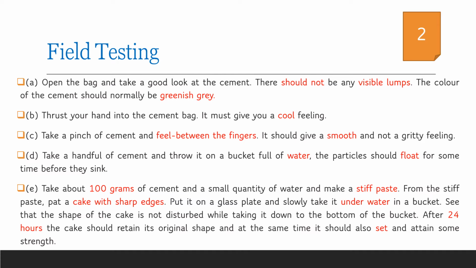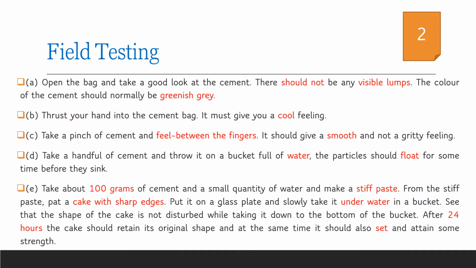For the cement to be of good quality, when we open the packet of cement, it should not contain visible lumps, and the expected color of the cement is greenish grey. On putting a hand into the cement bag, it must give a cool feeling. Also, when a pinch of cement is felt between the fingers, it should give a smooth and not a gritty feeling.